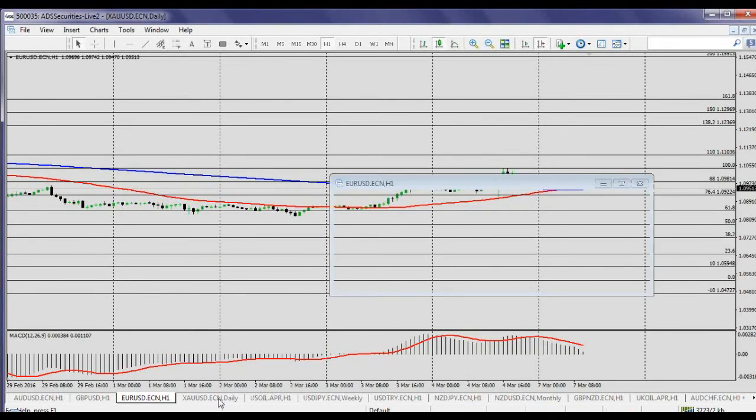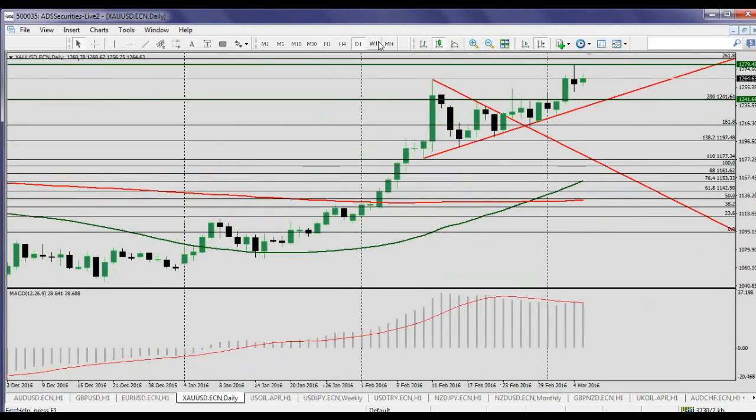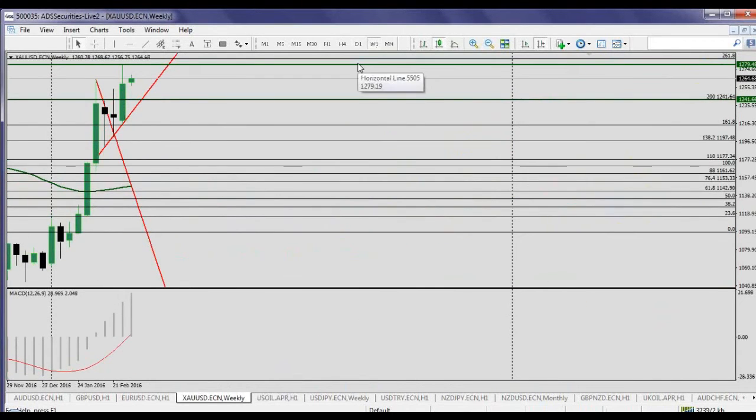Now, moving on to gold, the best and the most profitable entries for last week.